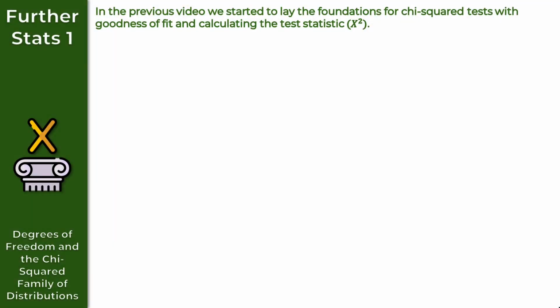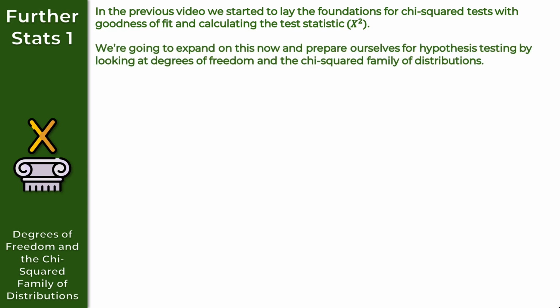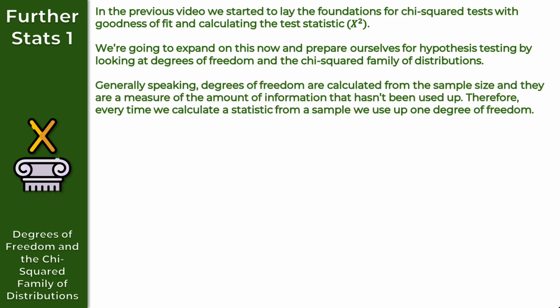In this video, we're going to take a look at degrees of freedom and the chi-squared family of distributions. In the previous video, we started to lay the foundations for chi-squared tests with goodness of fit and calculating the test statistic, which is our chi-squared value, the x-squared value that you can see here on the screen. What we're looking to do now is expand on this and prepare ourselves for hypothesis testing by looking at degrees of freedom and the chi-squared family of distributions.